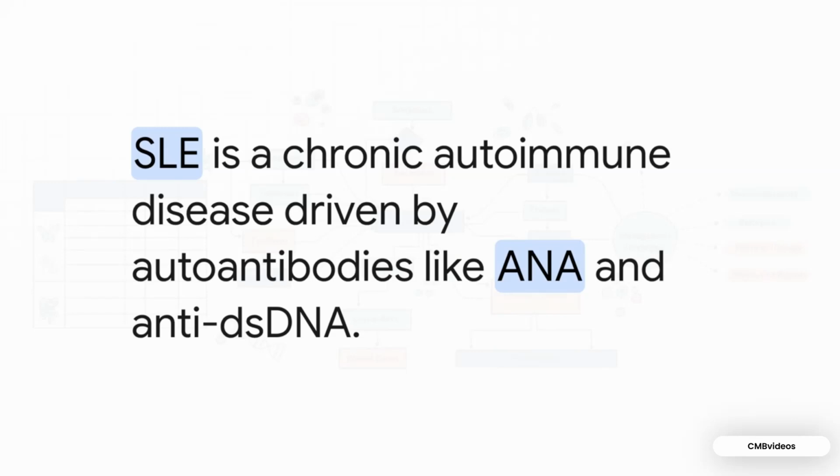So the absolutely crucial thing to understand about SLE right off the bat is that it doesn't just attack one specific organ. Nope, it's a true systemic disease. Basically, the immune system goes completely haywire and misidentifies the body's own cellular blueprints, we're talking its nuclear and cytoplasmic components, as foreign threats, and this triggers widespread chronic inflammation.